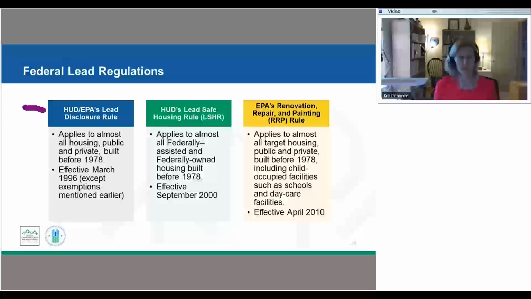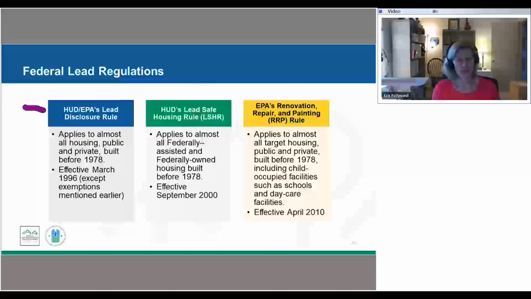So if you, as someone who works for the PHA, go and buy your house, it's on the open market, it's built before 1978, you should have received a disclosure notice. Or if you're renting an apartment that was built before 1978, you should have received a disclosure notice. So again, for both HUD-assisted and non-assisted housing, the disclosure rule applies. It's been in effect since March of 1996, and it's enforced by HUD and EPA and the Department of Justice.